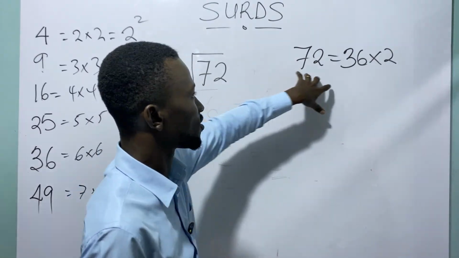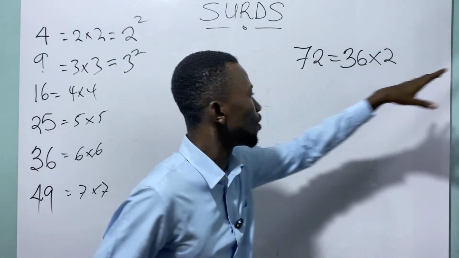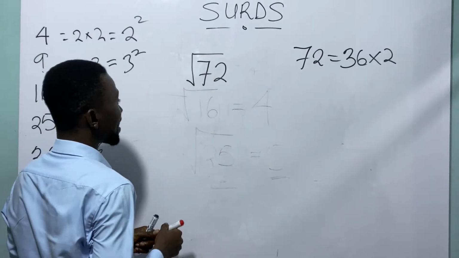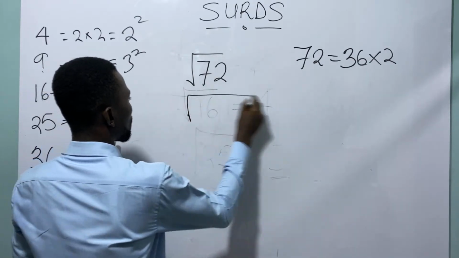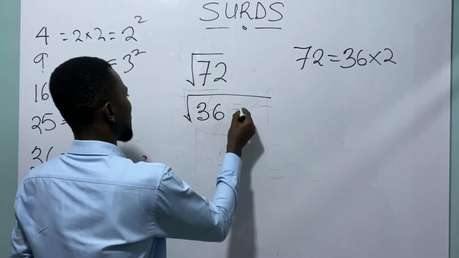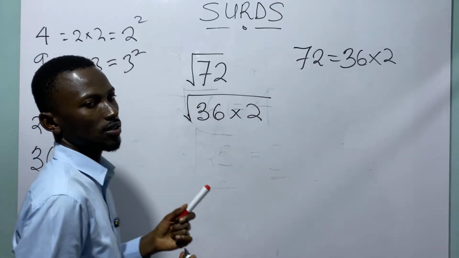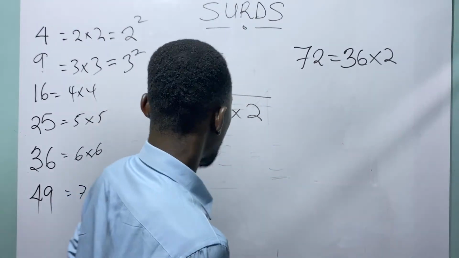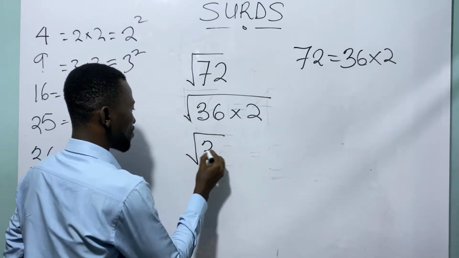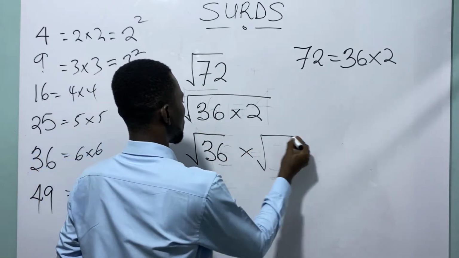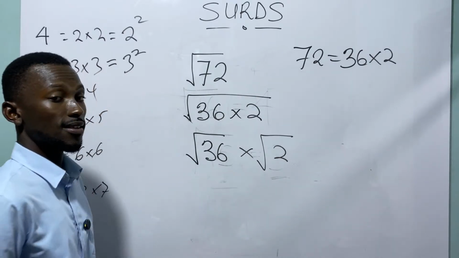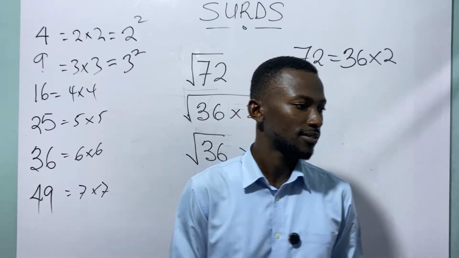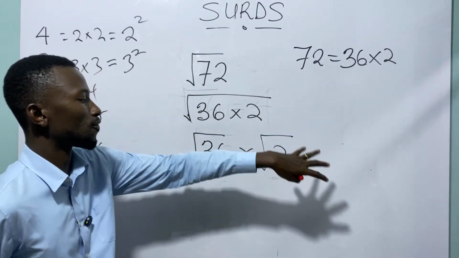So let's move on. 72 is equal to 36 times 2. So that means this question, square root of 72, can also be written as square root of 36 times 2. And then we can take them individually as square root of 36 times square root of 2. It will be just fine.